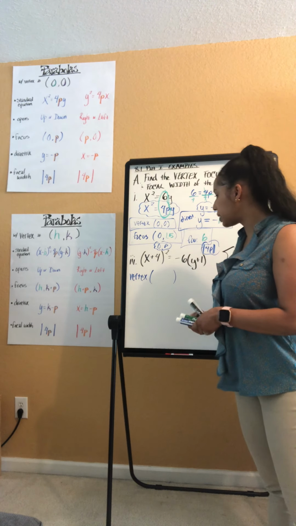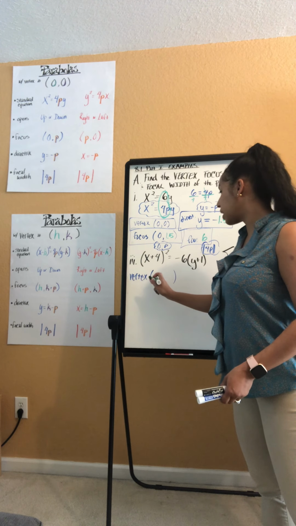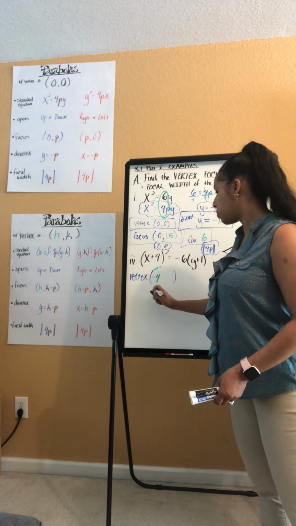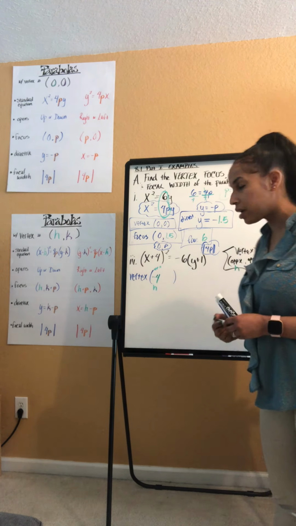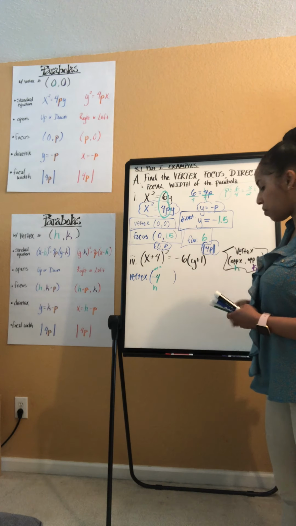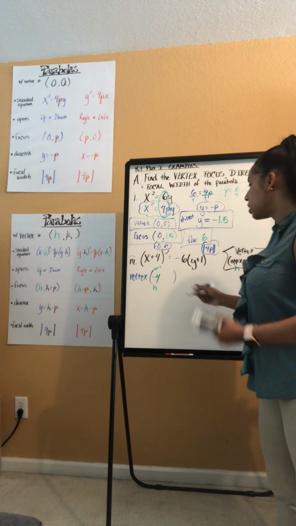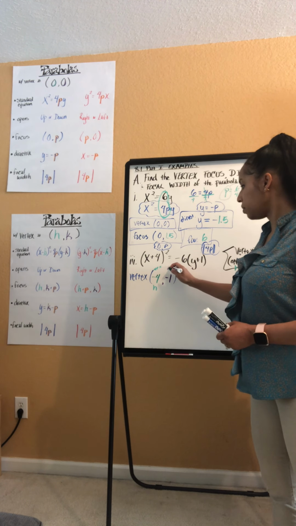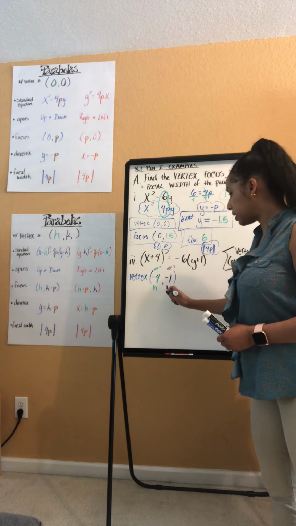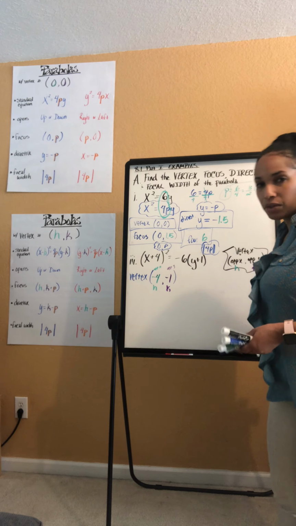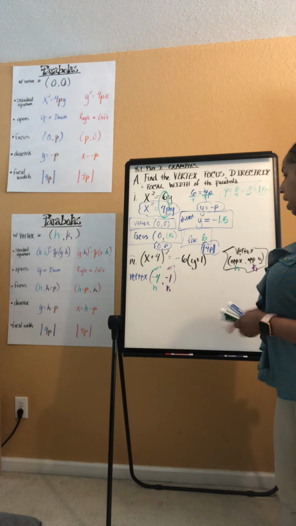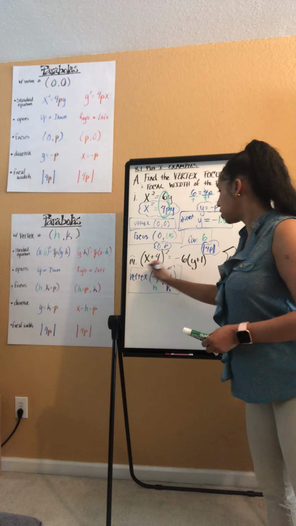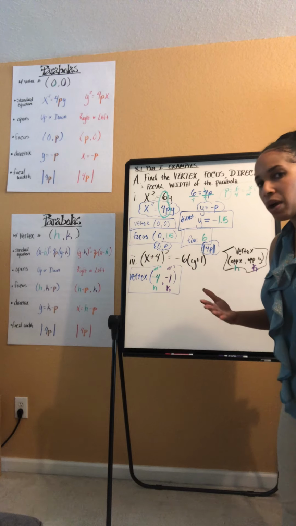So my vertex, opposite X, is -4. That'll be my H. And opposite of what I see in there with the Y, I see a +1, so opposite Y would be a -1. And that is my K. We got that? Opposite X, opposite Y is your H and your K, which are your vertex.